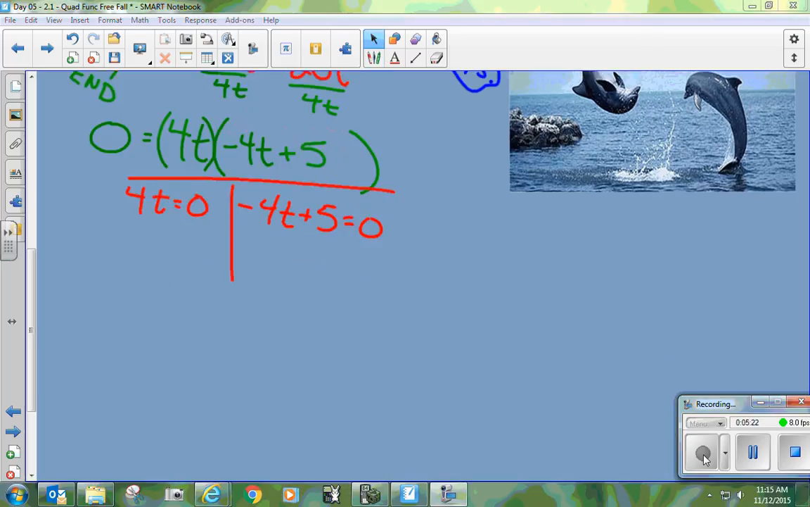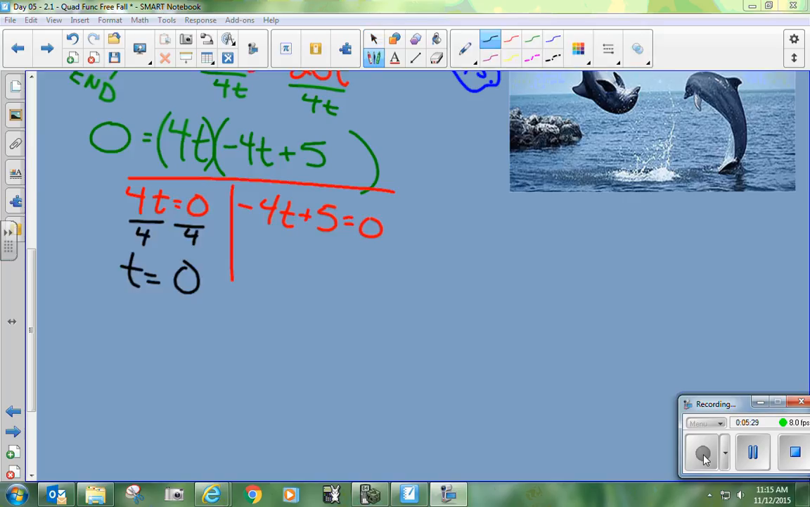All right, so as we solve these, I got to the t alone, so I'm going to divide by 4. So I've got t equals, this is still 0. When I evaluate this, I still get 0. So I have 0 seconds.